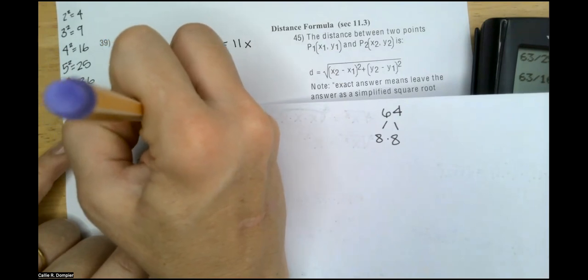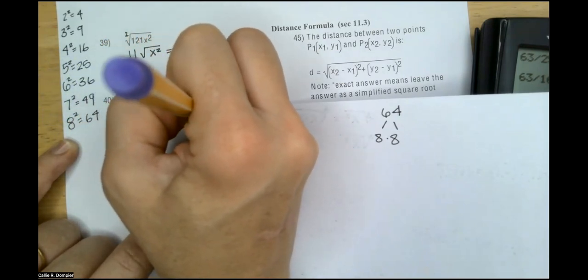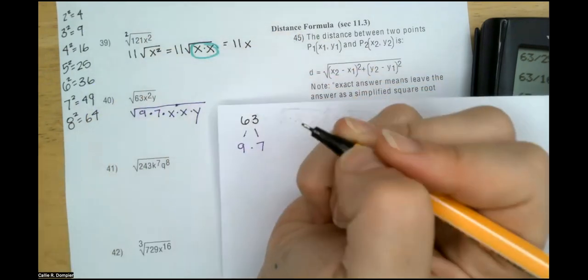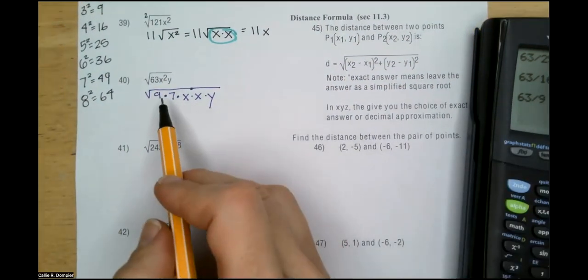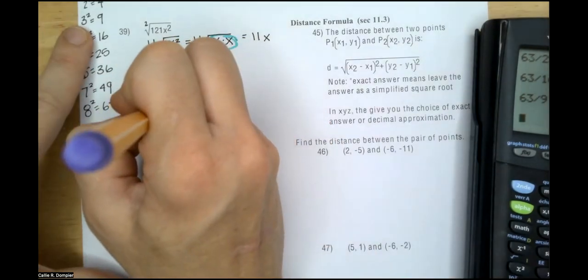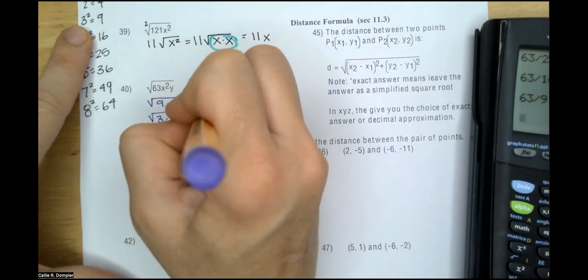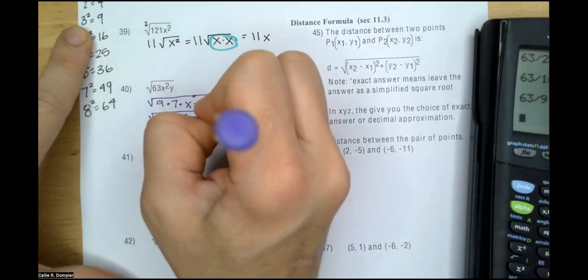Take that 63 and say it's 9 times 7 times x squared is x times x, times y. So I kind of broke it up. Why did we care about 9? Because 9 is 3 squared. So you can even break it up further into 3 times 3 times 7 times x times x times y.